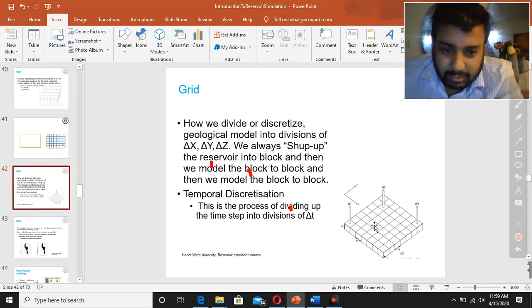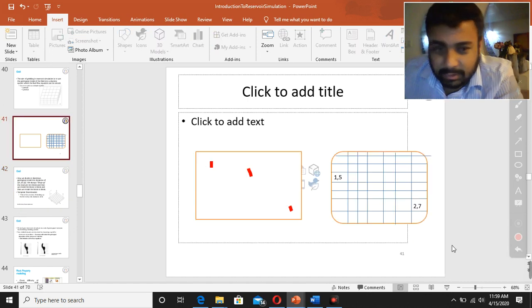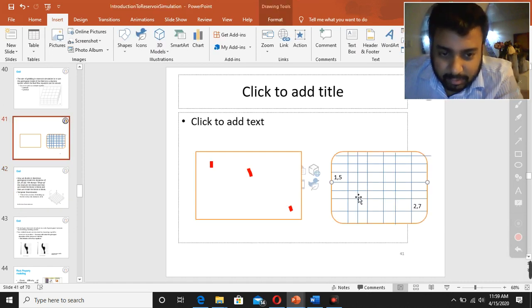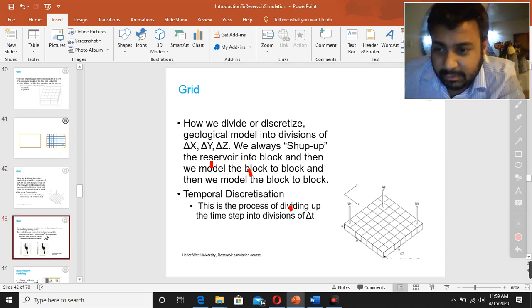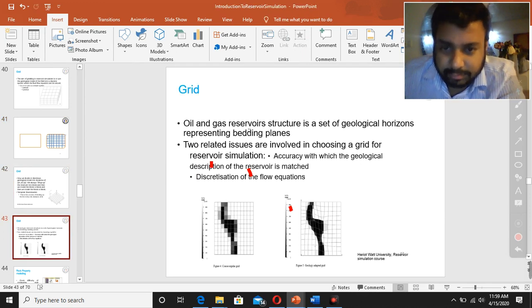One is the space discretization, volume discretization, as you see here, block to block. The other one is the time discretization. For example, today the oil saturation in this block, let's say, is 80%. But maybe after 1 year, oil saturation here is 70%. So time matters here, because with time the saturation is changing.